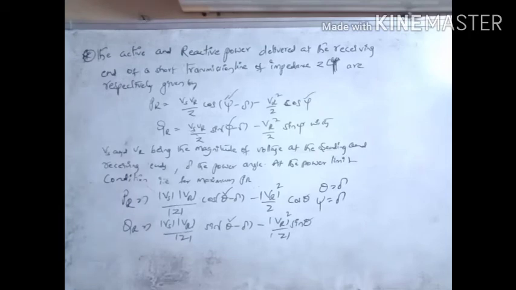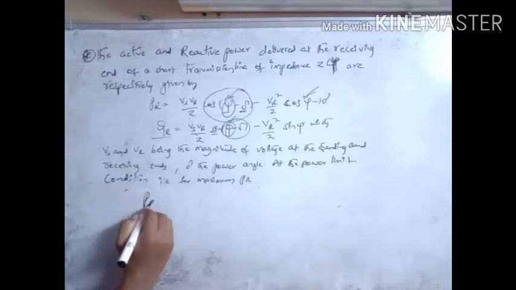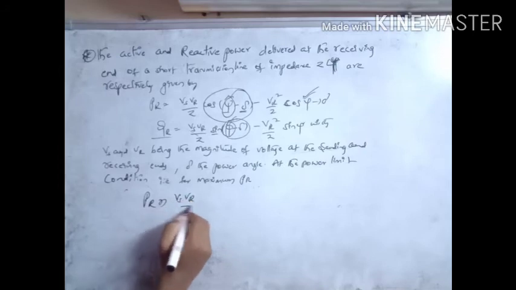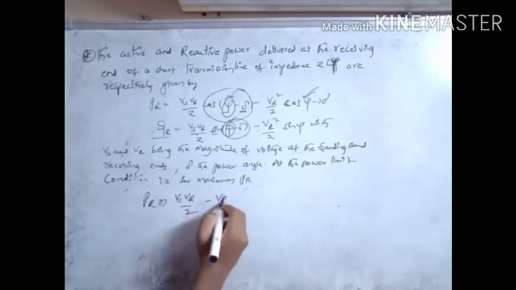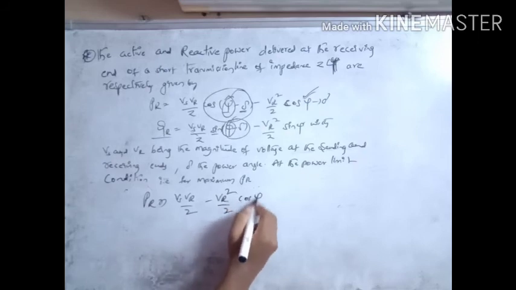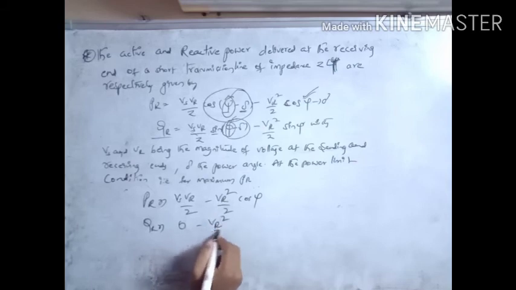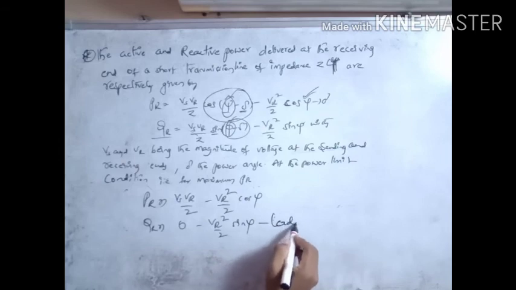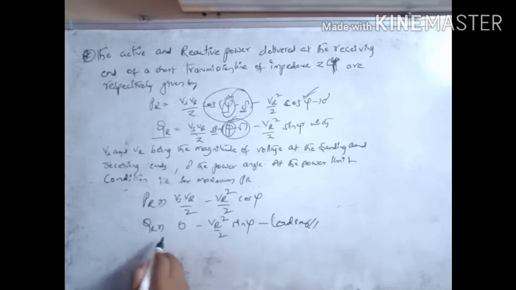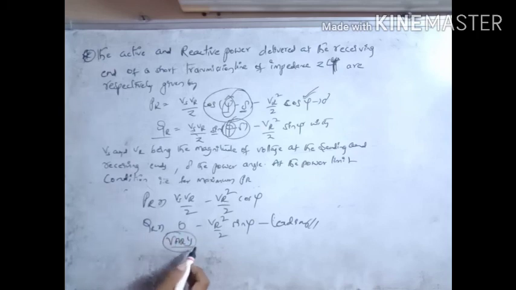So when we substitute theta equals delta equals psi, PR equals Vs Vr by Z minus Vr square by Z cos psi, and QR equals 0 minus Vr square by Z sin psi. That means the reactive power is leading here. So leading VARs, that is volt ampere reactive, go into the load for any value of Vs and Vr. So this is the answer.